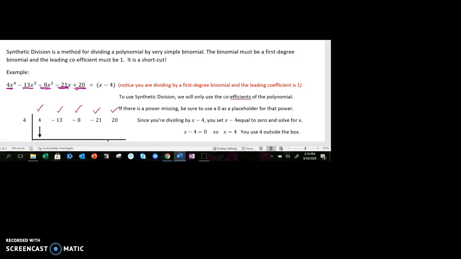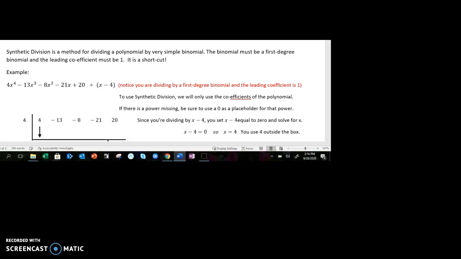If any of these powers were missing, say we didn't have any x's squared, there were no x's squared, we would put a 0 to represent that there are 0 x's squared. So if any powers are missing, you will put zeros in for those missing powers.